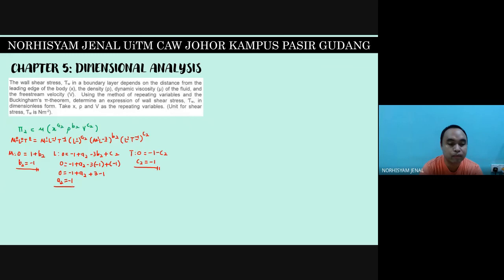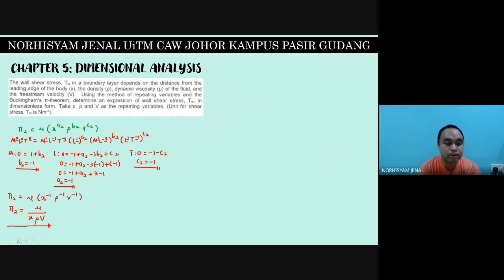Okay. Alright. So we finish up. We get pi 2. Okay. So pi 2 is equal to mu and then x to the power of -1, rho to the power of -1, v to the power of -1. Okay, so we have pi 2 equals to mu over x rho v. Okay, so we solve the second equation.